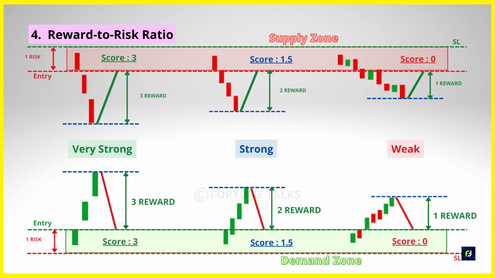Now, if the zone gives you a 1.5:1 or a 2:1 ratio, then we will give it a score of 1.5 points. And finally, if the zone gives us a ratio of 1:1 or less, then we will give it a 0 score because we will ignore the zone and we will wait for another opportunity.